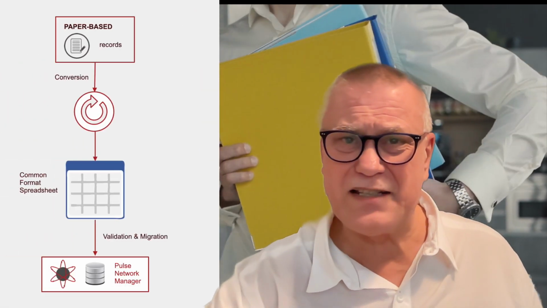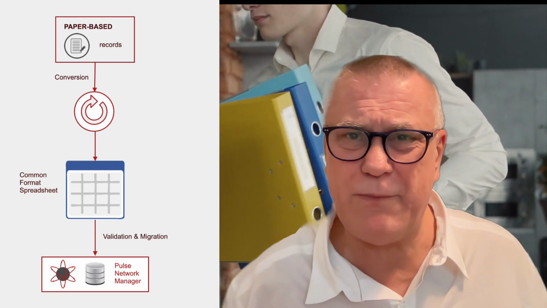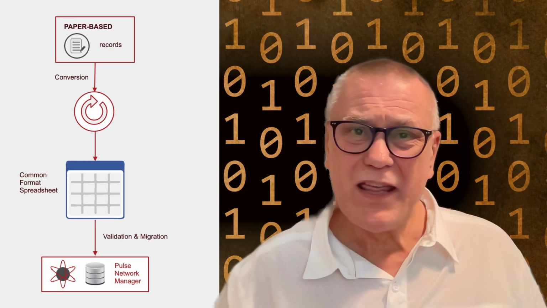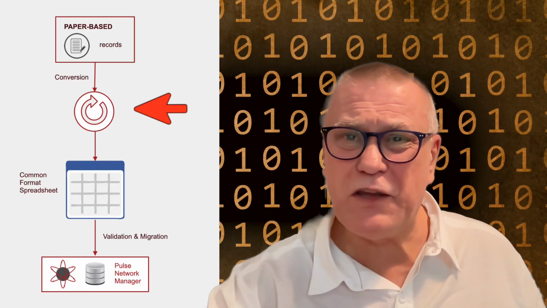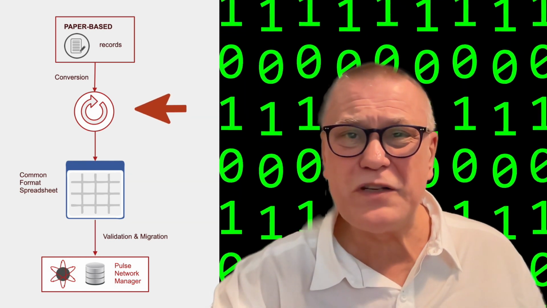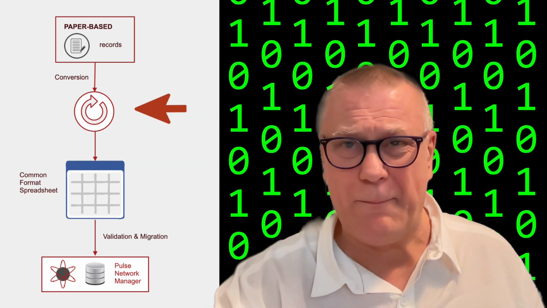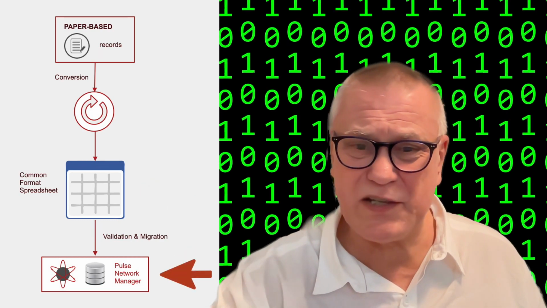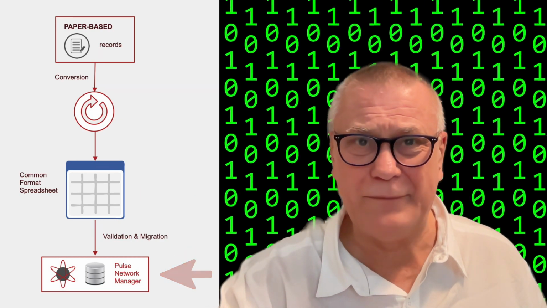Static network data might also be stored as a paper record or just in someone's head. The data would need to first be converted into a format that can be imported by an IMS like P&M. After the conversion, the same process would apply as before.